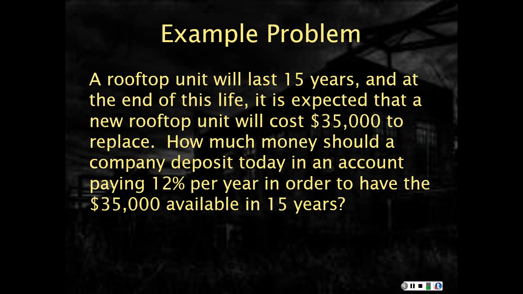Here's an example problem. I have a rooftop unit that's going to last 15 years. At the end of this life, it's expected that a new rooftop will cost $35,000 to replace. How much money should a company deposit today in an account, paying 12% a year, in order to have the $35,000 in 15 years? So this is an example of a story problem you can expect on the CEM exam.